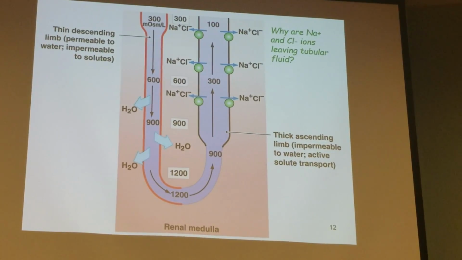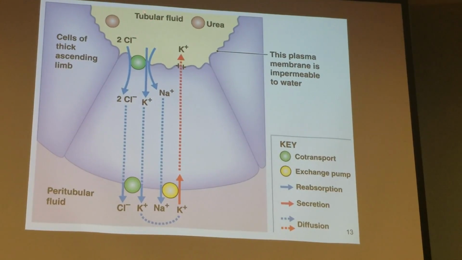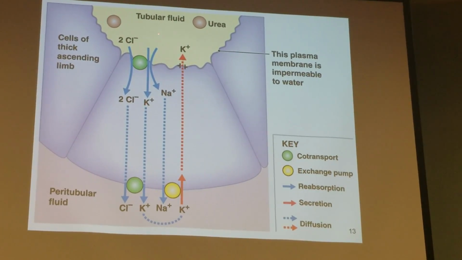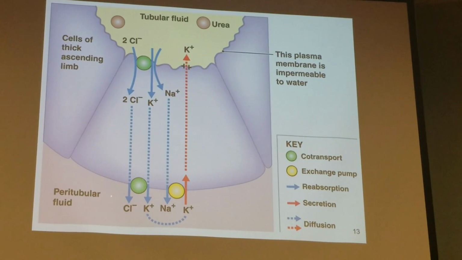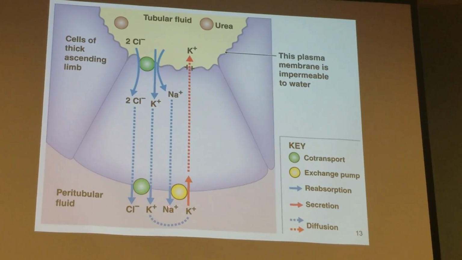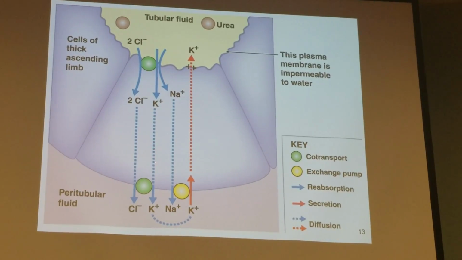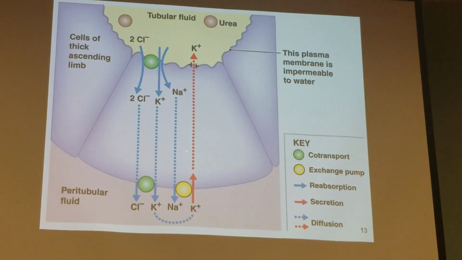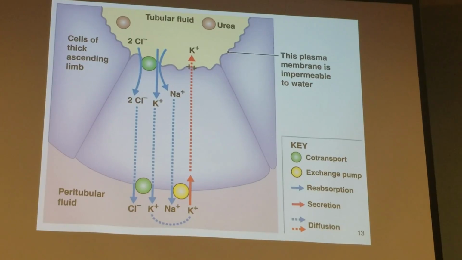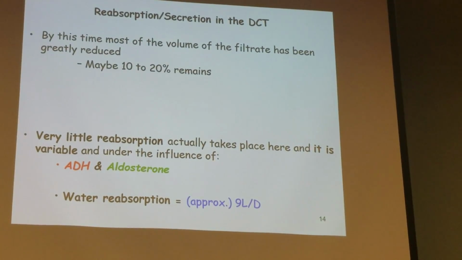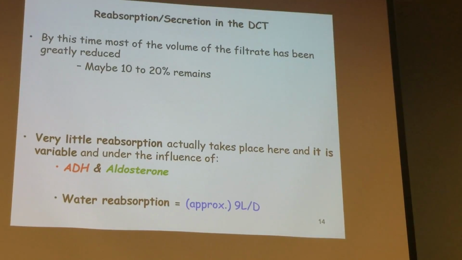Remember that what's really happening is that we're bringing in 2 chlorides, a sodium, and a potassium, and the net loss is just chlorides and sodiums. The potassium just came along for the ride and got pumped right back into the filtrate. There's really no change in potassium concentration. So let's get then to the distal convoluted tubule.